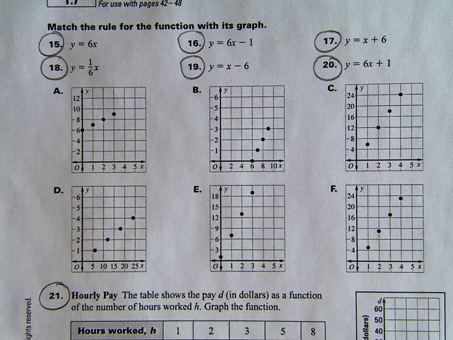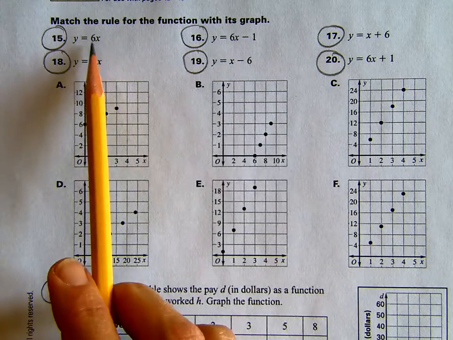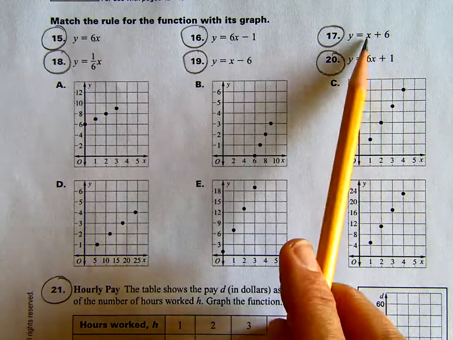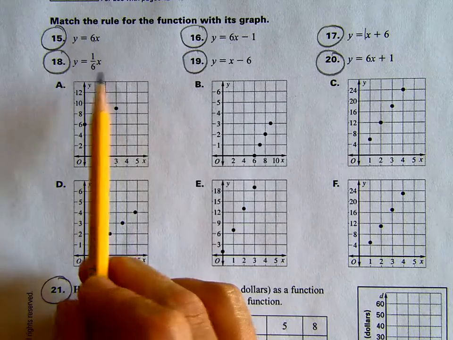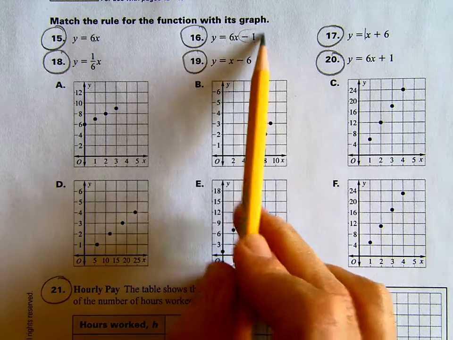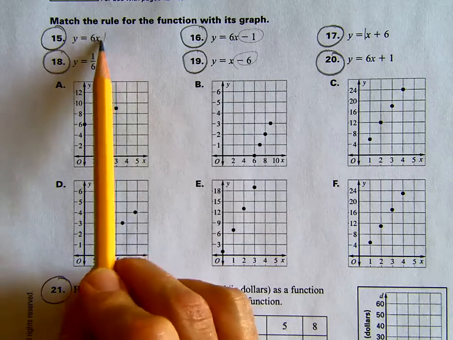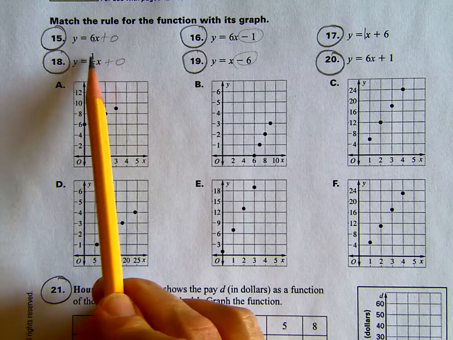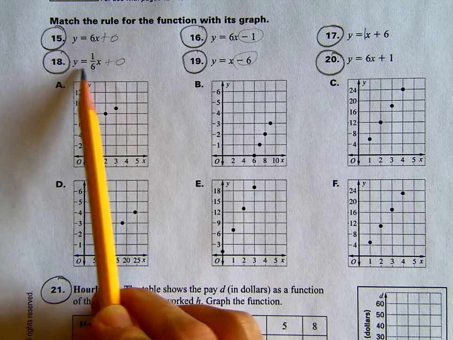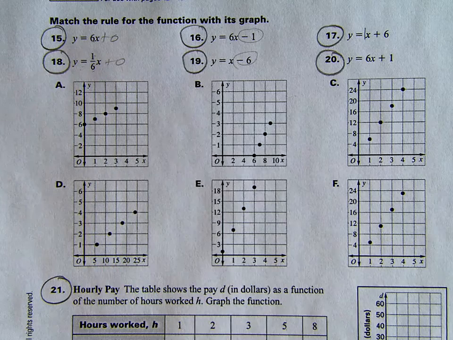Match. Some of you guys might recognize this idea of slope. There's a slope of 1 in there. This idea of vertical intercept. This graph starts at 0. This graph starts at 0. And for every 6 on the x, I'm going 1 on the y.